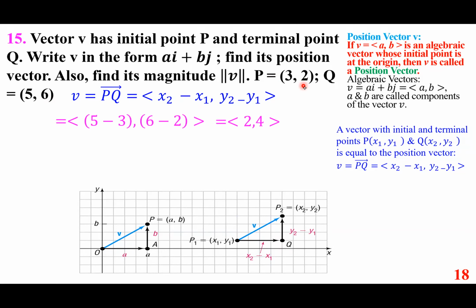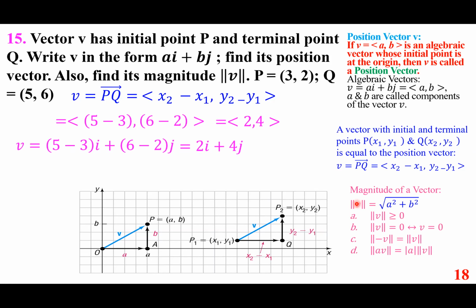If you want to go with the i and j, we would say 5 minus 3 times i, 6 minus 2 times j, and therefore we can represent it with 2i and 4j. And the magnitude, let's remind everybody, the magnitude is the square root of a squared plus b squared, and there are some properties. The magnitude is greater than or equal to 0. If it's 0, v must be 0, and the magnitude of two vectors is the same if they're opposite of each other, and if you multiply it by a, it gets stretched by the absolute value of a. So square root of a squared plus b squared means 2 squared plus 4 squared. This is 4.